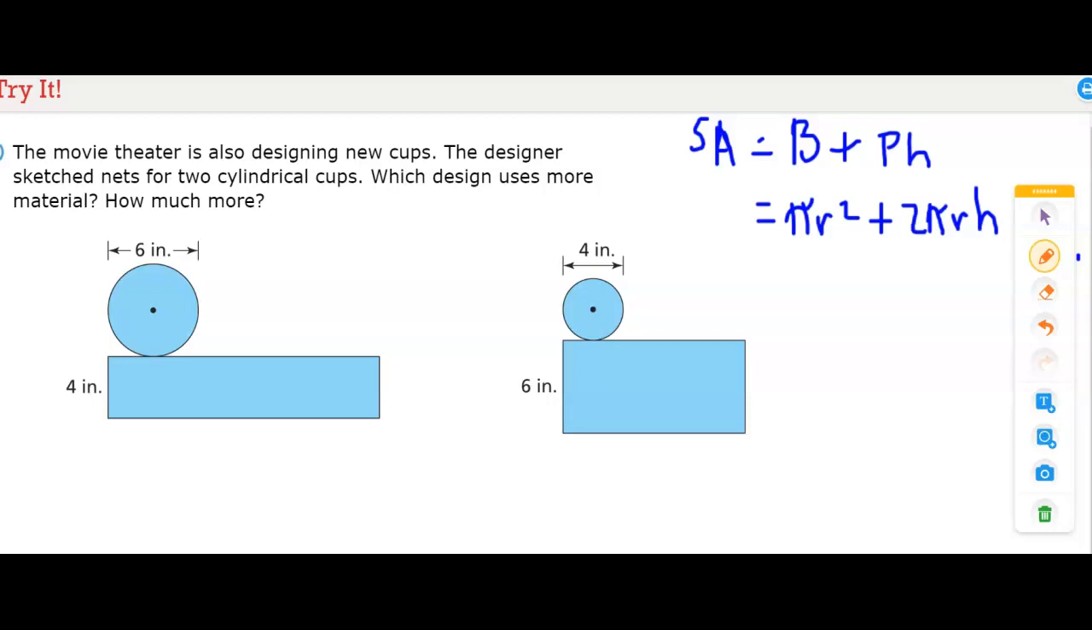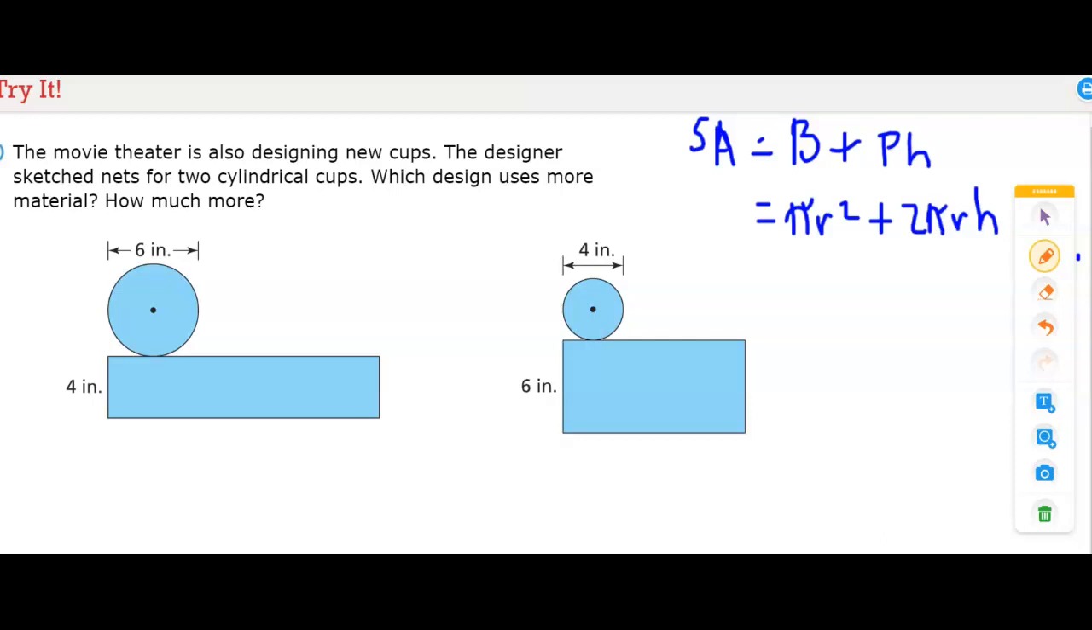I have written my formulas, and now we have to apply the formula to the information we're given. So for the bigger container, we have 6 inches would be the diameter, but we need the radius, which is half of the diameter. So half of 6 is 3. And so we're going to substitute the R in the base. R is 3, so 3 squared.